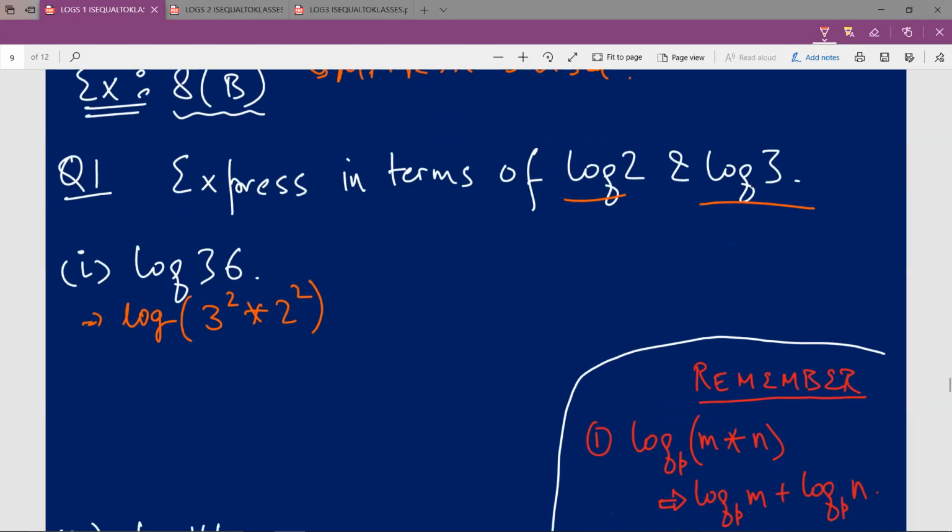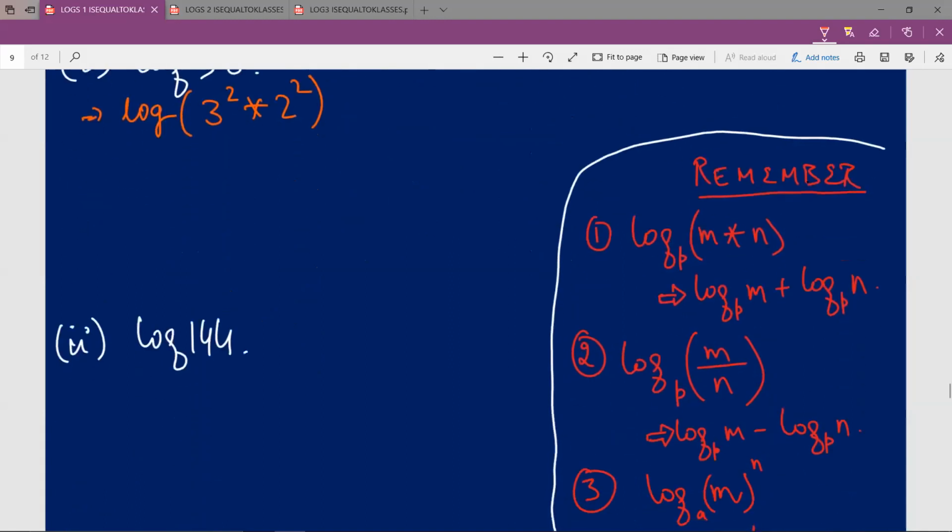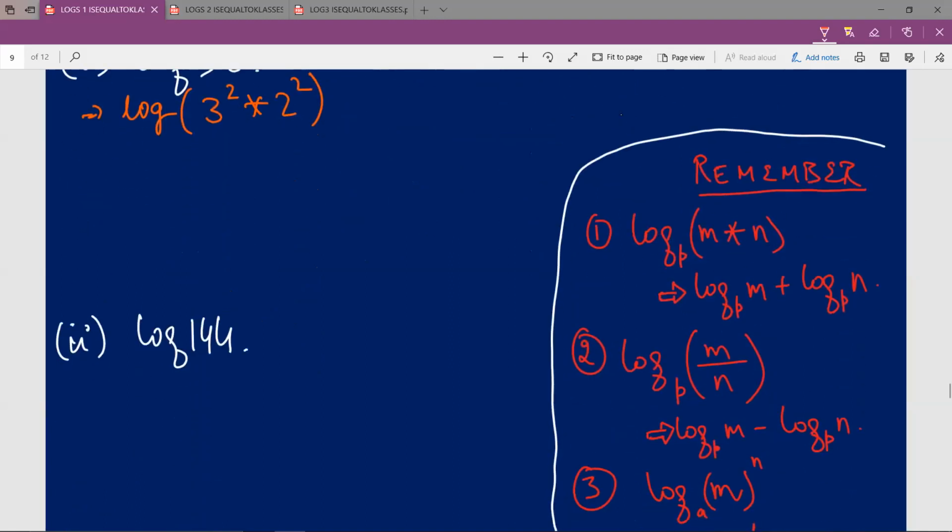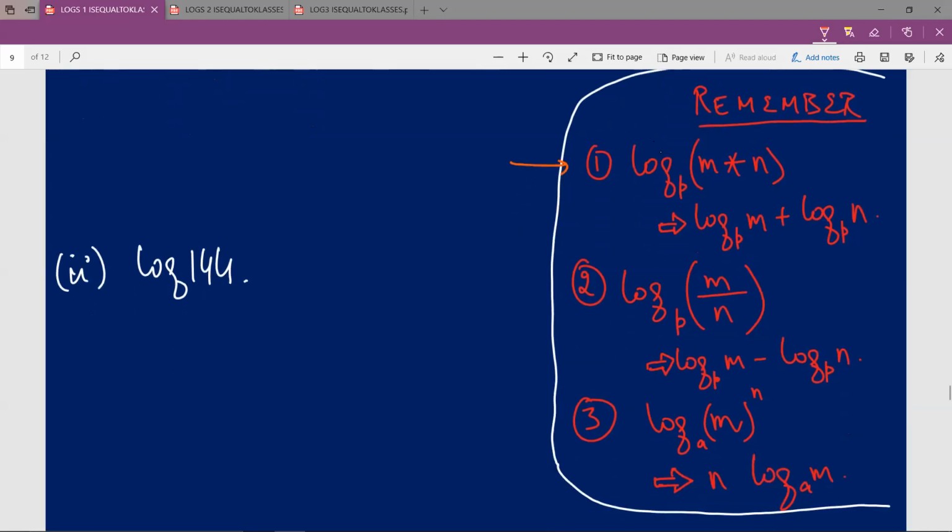Now over here, there is a list of laws given. Our first law states that log of m into n to the base p is equal to log of m to the base p plus log of n to the base p. So I would give you a moment to just note this down or take a screenshot.